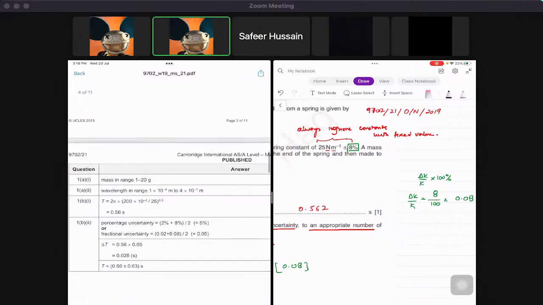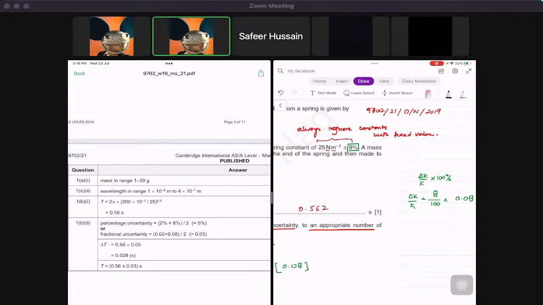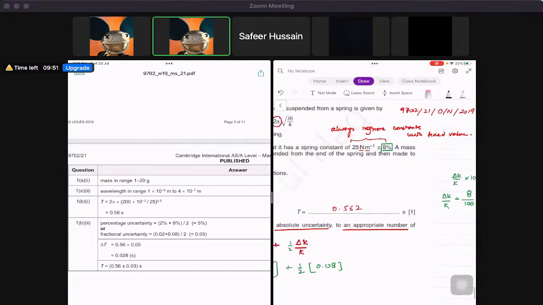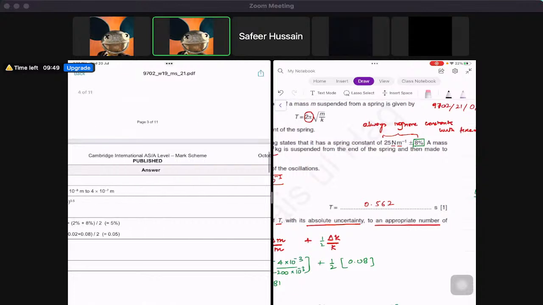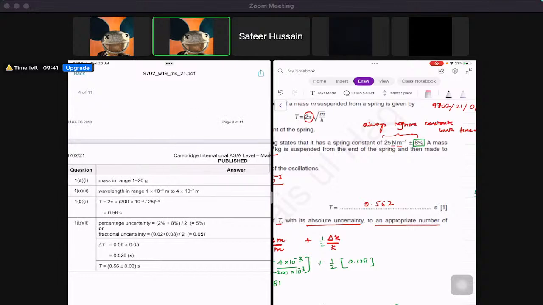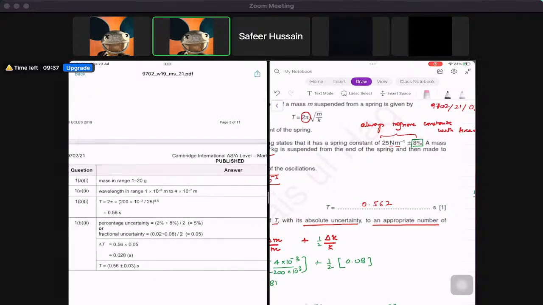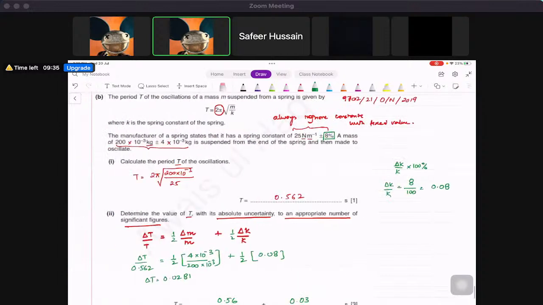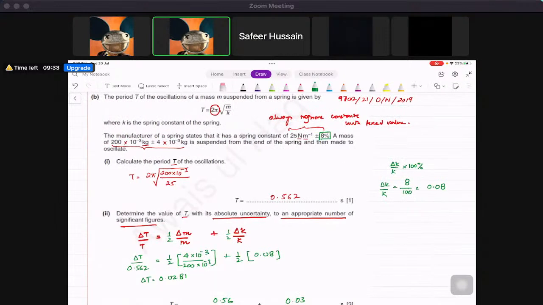Now check this out. So he first writes 0.56, right? That's fine. And then at the end you must write 0.056 plus 0.03. If you don't, you basically lose a mark. Is it clear, everybody? So that's why A levels is a bit tricky. Not hard, but tricky. So you got to remember this. Now let's go to the next question.